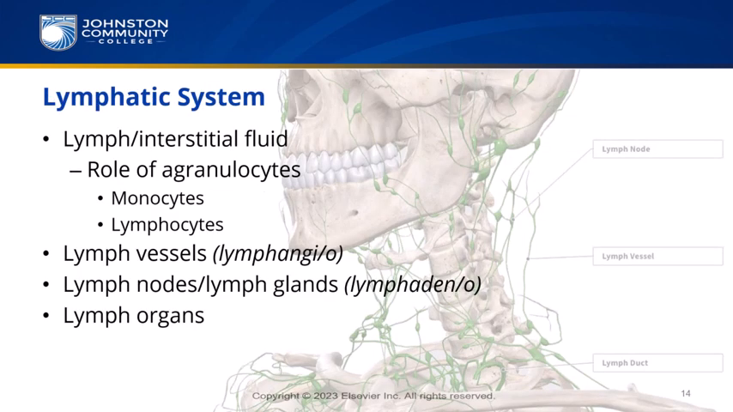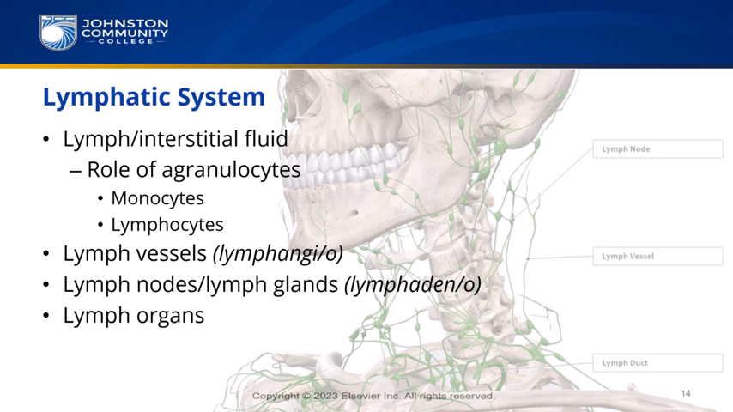Lymphatic system. The lymphatic system is composed of lymph, also called interstitial fluid, which is the fluid surrounding the cells. Lymph vessels, which are small valvular structures, lymph glands, also called lymph nodes, and lymph organs, which we know as tonsils, adenoids, appendix, spleen, thymus gland, Peyer's patches, and lymphoid tissue.